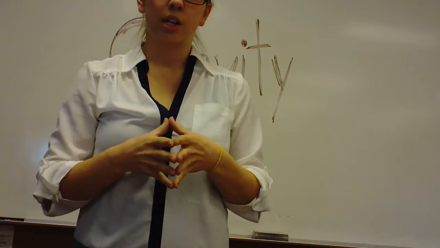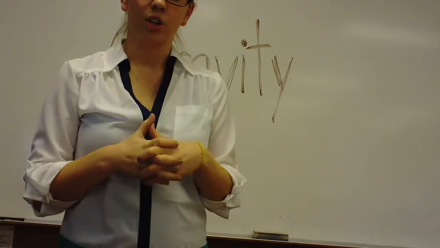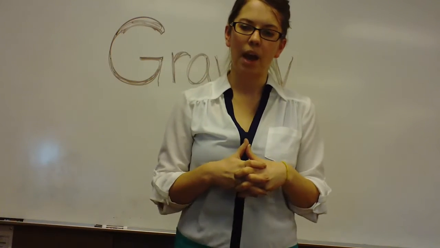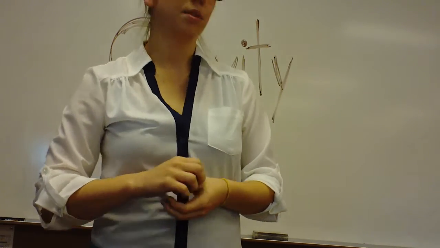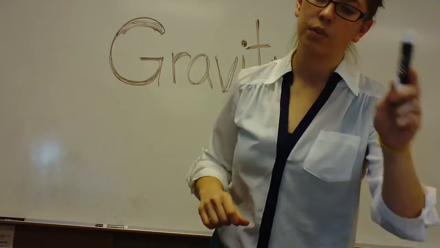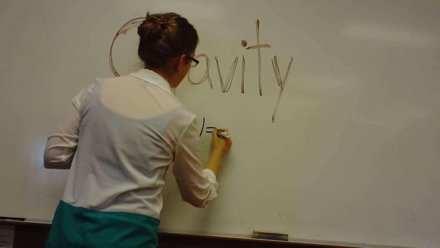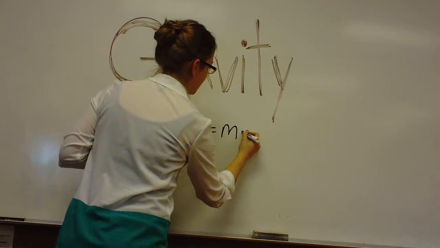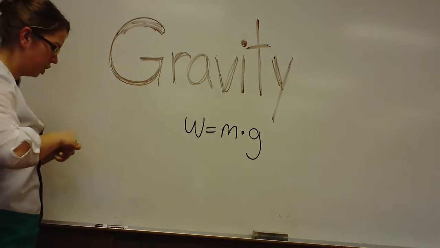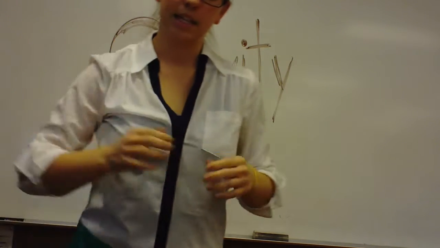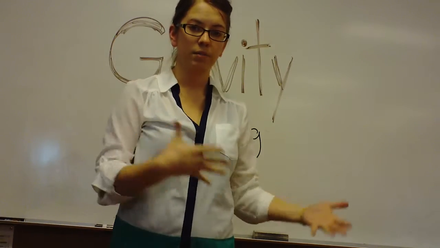Weight is a measure of the gravitational force that is exerted on an object. Weight is equal to mass times free fall acceleration, and the way that you can write that is W equals m times, I put a little dot for times, g. W equals m times g, and weight is measured in newtons, same as force.